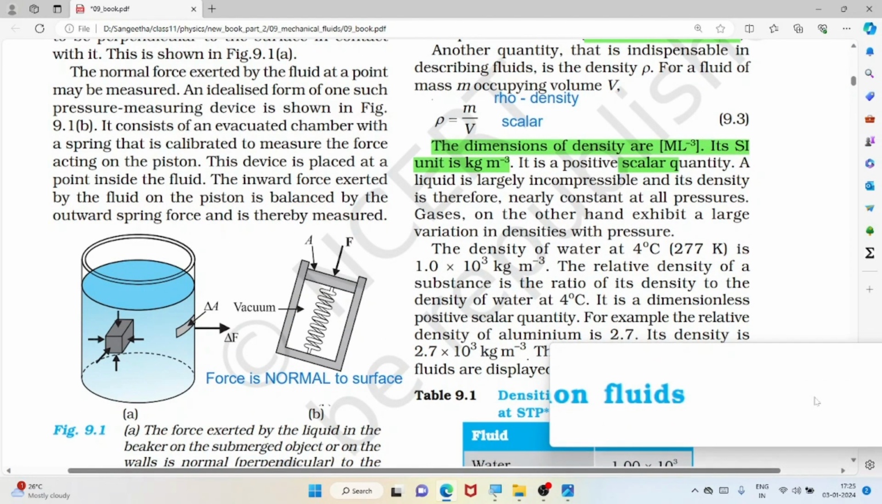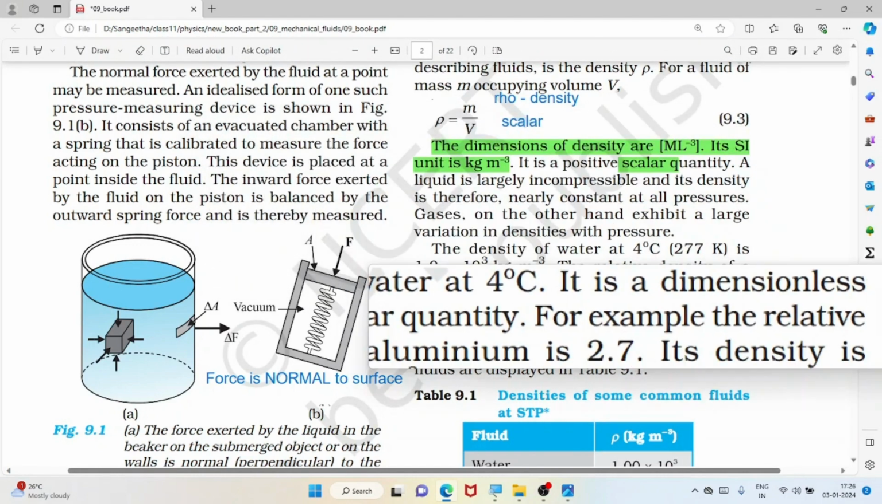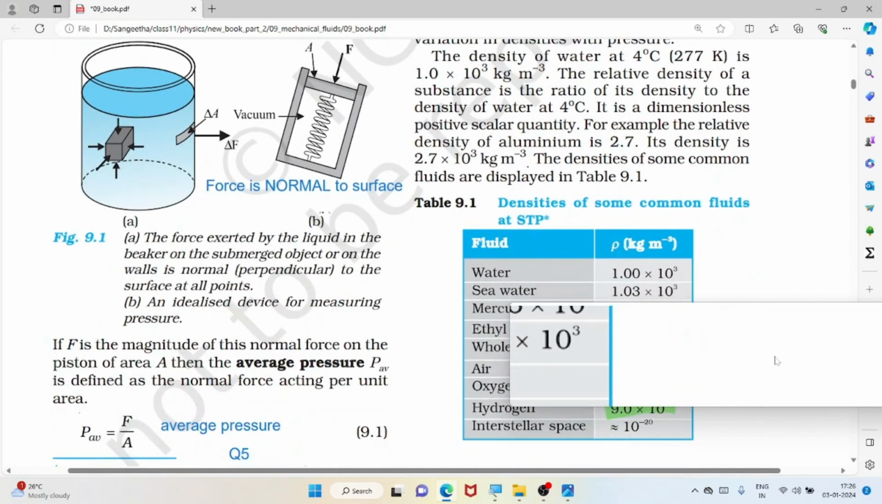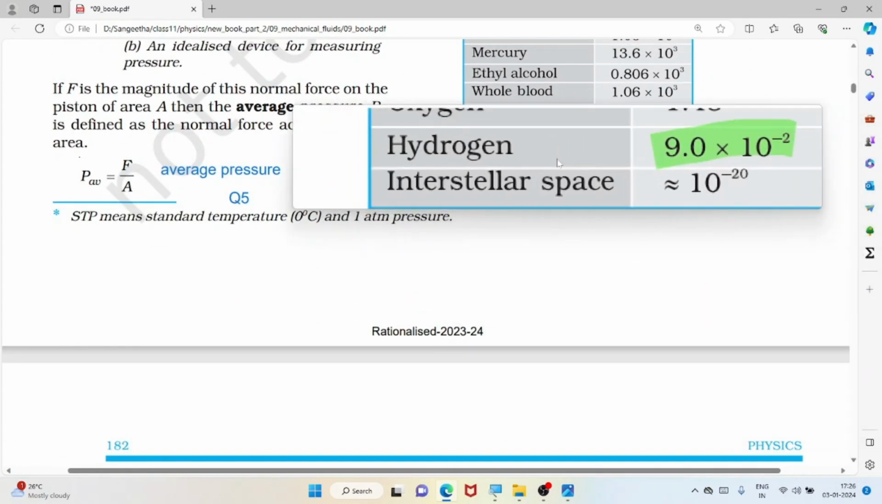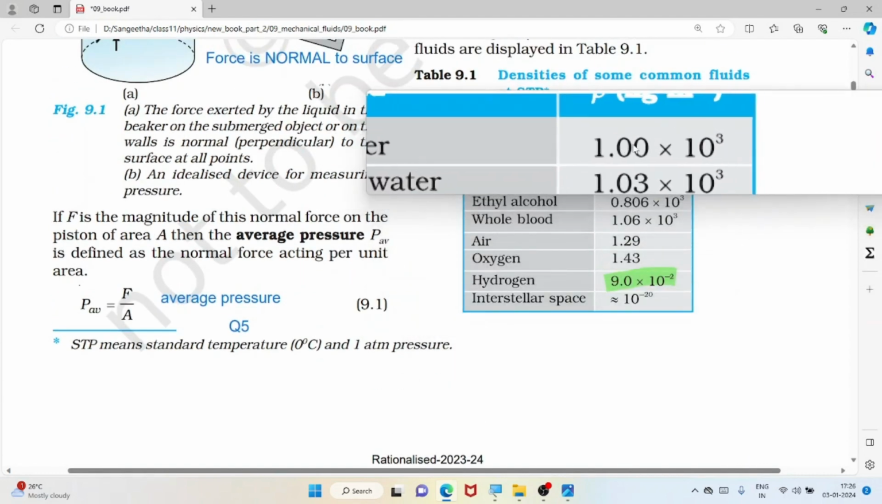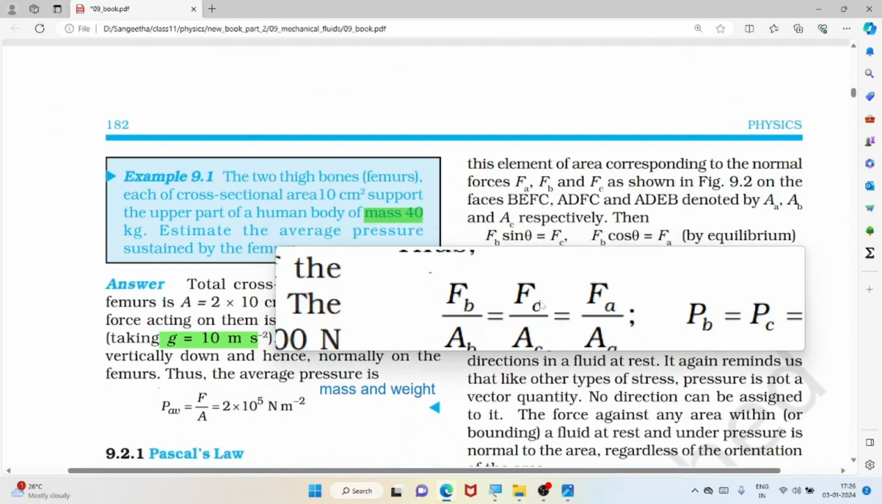Density is equal to mass by volume. Mass is M, the volume is L cubed, so M L power minus 3 is the dimension. Kg per meter cube is the SI unit. That is also a scalar quantity. This is the density of hydrogen, which is a gas, much less than water.